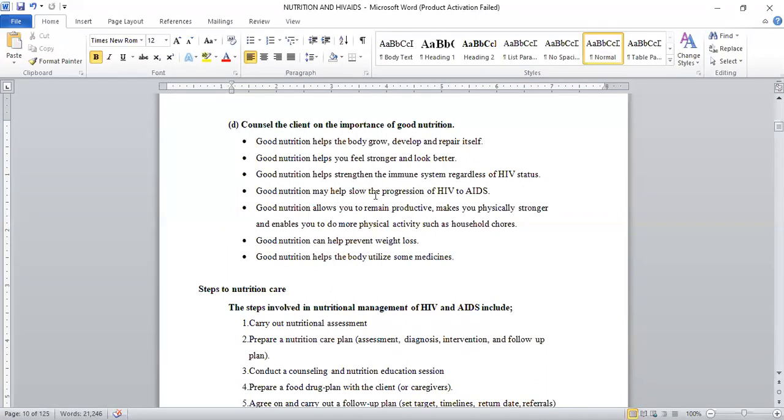Then it also may help to slow down the progression of HIV to AIDS. This is very correct, because if you are in good nutrition, your body will be fit. If you don't get infections, the progression of HIV to AIDS cannot occur. You find that you still remain just like a normal person. AIDS is the last stage of HIV, of the disease itself. So this person is having opportunistic infections. With good nutrition, you cannot suffer infections because your immune system can fight those infections.